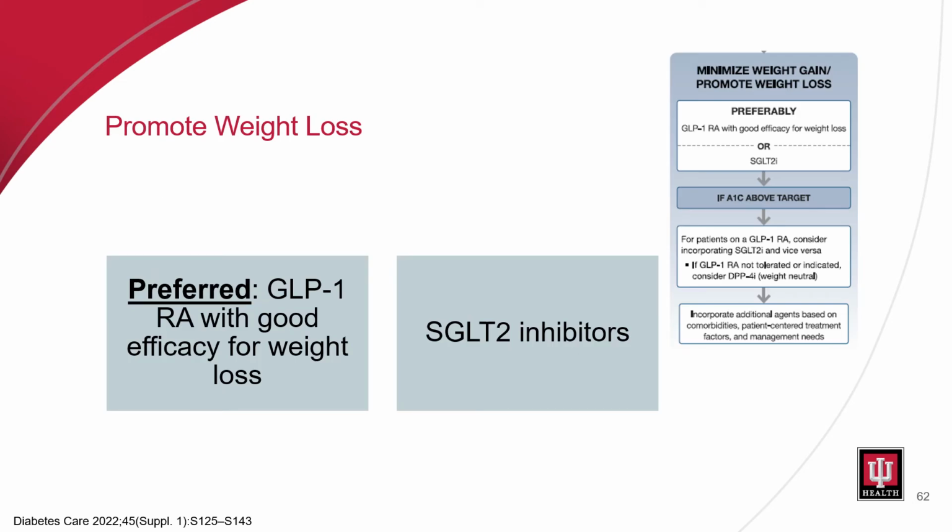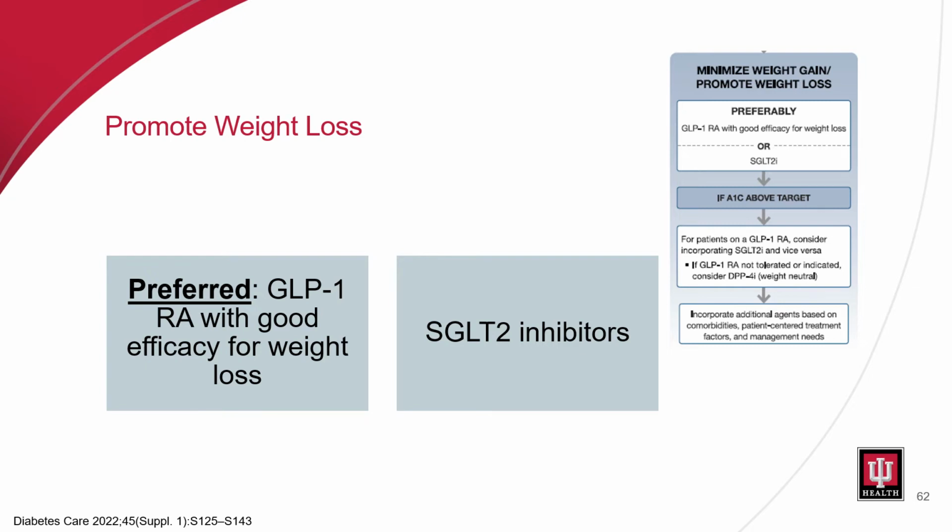Then finally, if your patient may be a type 2 diabetic with obesity and we want to promote weight loss or potentially minimize any weight gain, the preferred second-line agent for these patients will be GLP-1 receptor agonists with good efficacy for weight loss and SGLT2 inhibitors. The GLP-1 receptor agonists will actually allow patients to lose weight, while the SGLT2 inhibitors are more of a weight-neutral product.